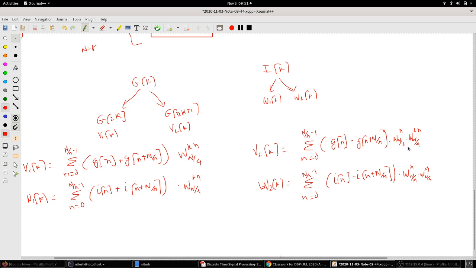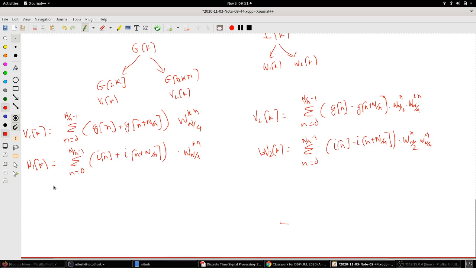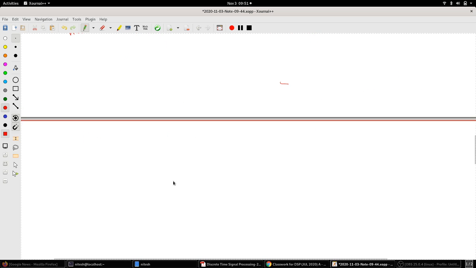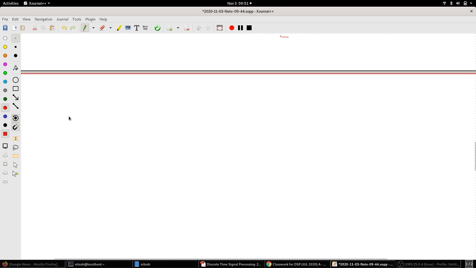Okay, sorry, this will be n by 2 right here. This guy will be n by 2, and this will be n by 4. Okay, so this is what you will go down to. It will continue till you reach a point where you are left with 2 point DFTs.